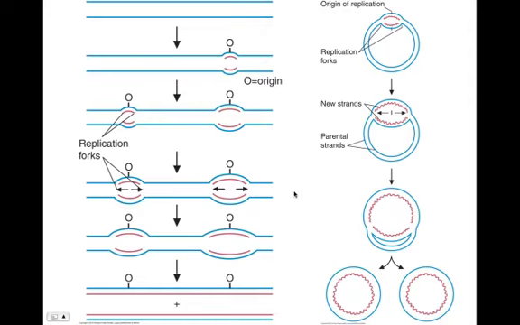This is in contrast to prokaryotic replication, shown here, where the circular DNA has a single origin of replication. Again, the replication forks can move out in either direction until there are two newly synthesized circular DNA fragments.